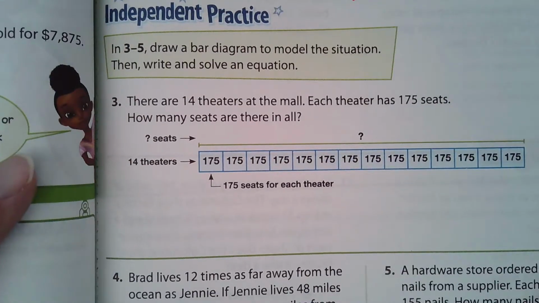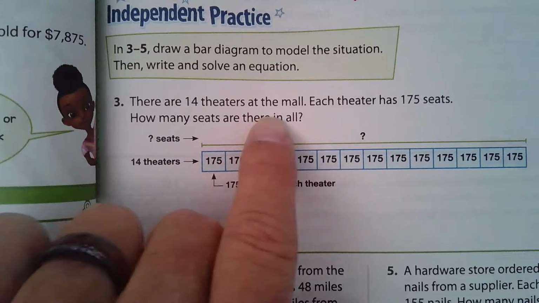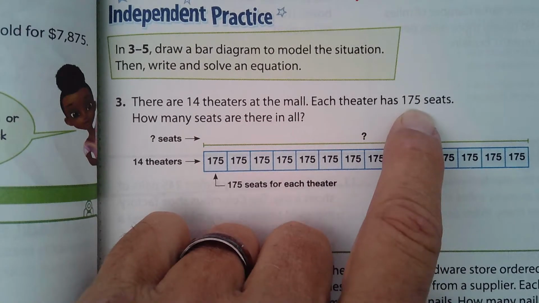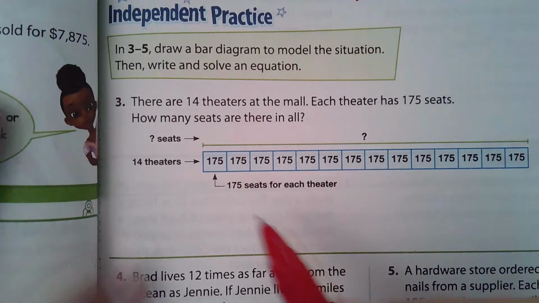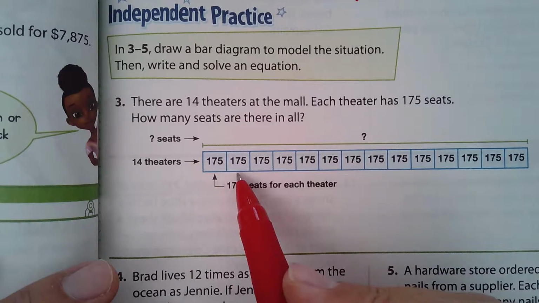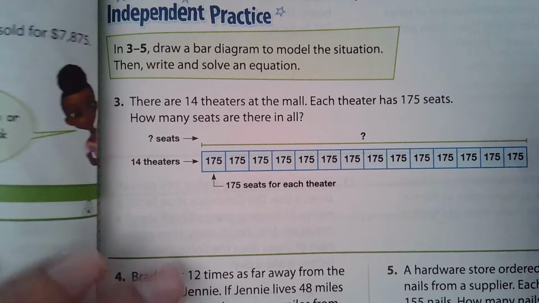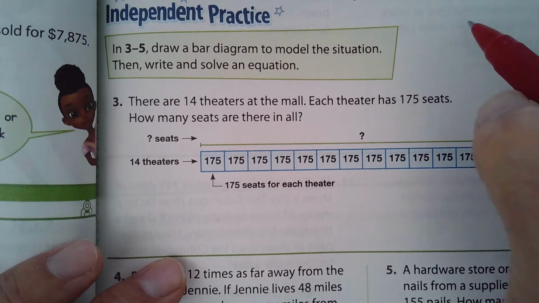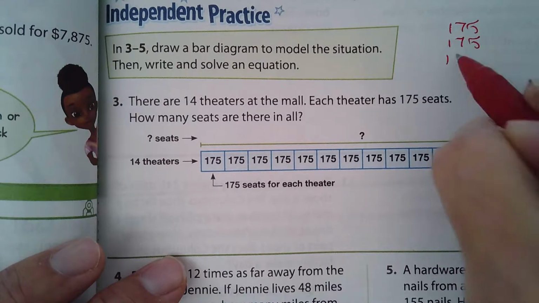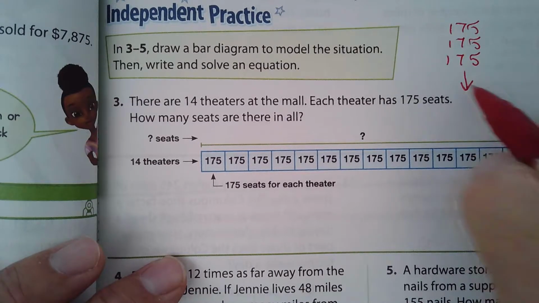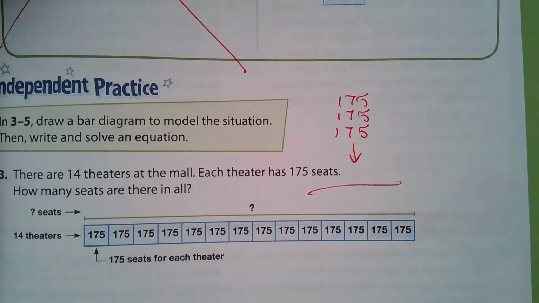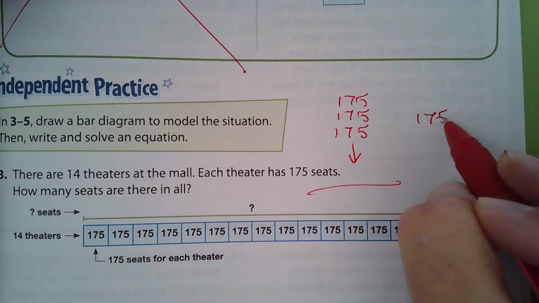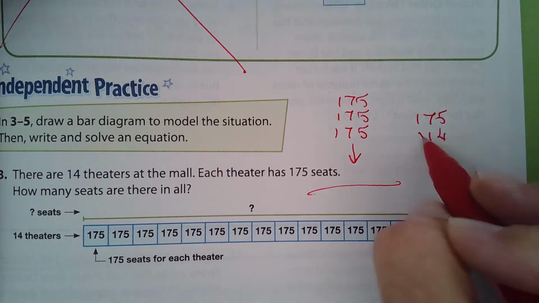Number 3 here, it says there are 14 theaters at the mall. Each theater has 175 seats. How many seats are there in all? Well, you could do 175 plus 175 plus 175, and then add them up. But that's kind of the long way around the barn. I think I would just do 175 times 14.